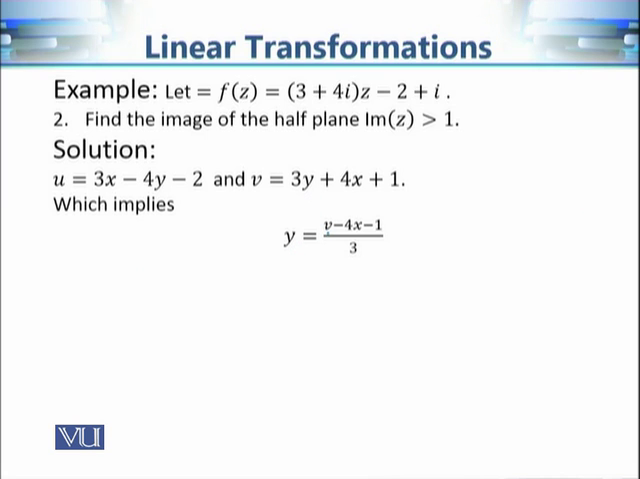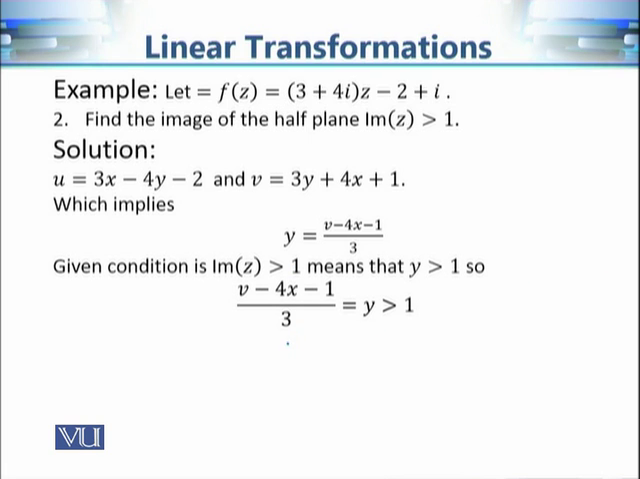So y is equal to v minus 4x minus 1 divided by 3. And then using this condition, because if u and v belong to f of a, the image of this half plane, then the imaginary part y should be strictly greater than 1. So in other words, we have the following inequality. This is the value of y, it should be greater than 1. So this implies v minus 4x minus 1 divided by 3 should be greater than 1.